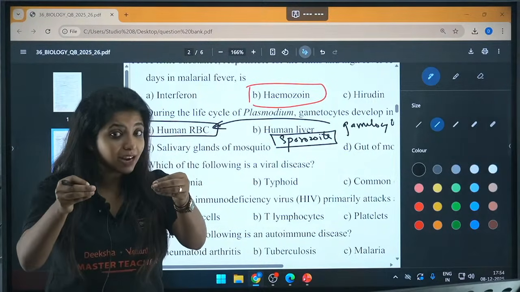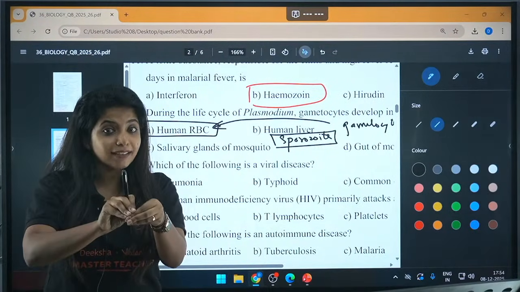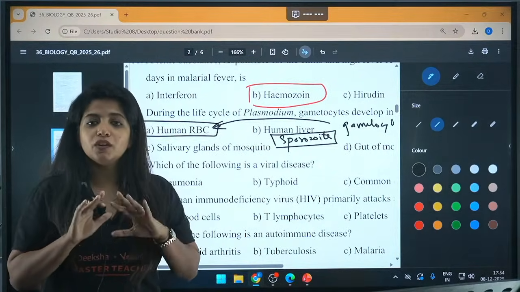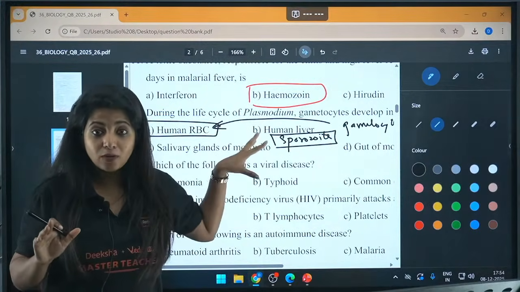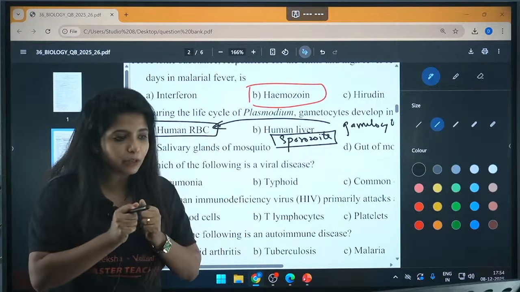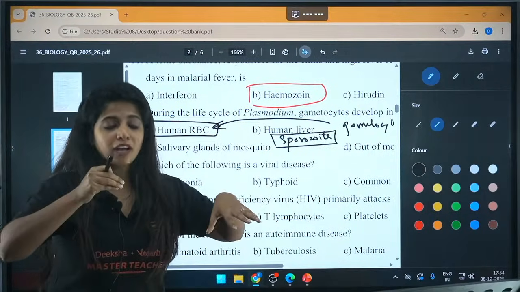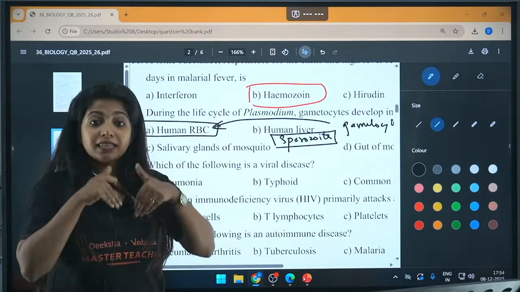Now when gametes are there, the gametes can fuse together, and this is known as sexual reproduction. But do you think it happens in our body? No. Gametocytes are released when the RBC is being broken open. Gametocytes are now in our blood. Another mosquito comes and drinks our blood. It takes in the gametes.